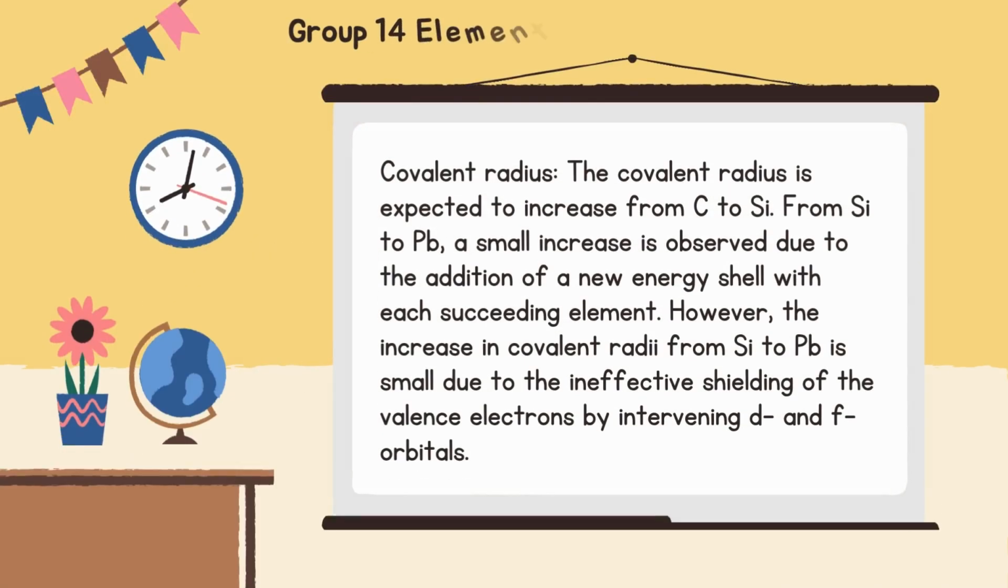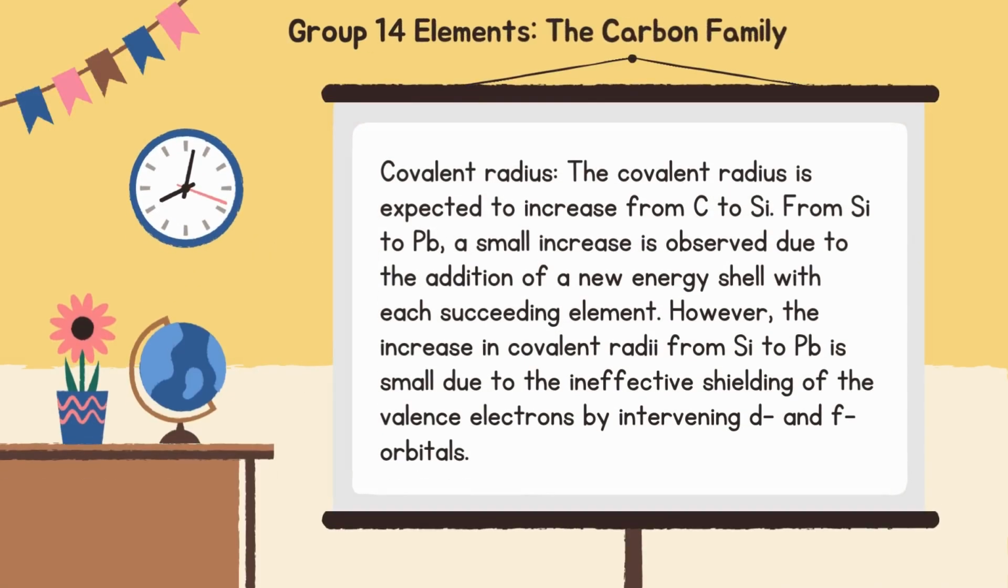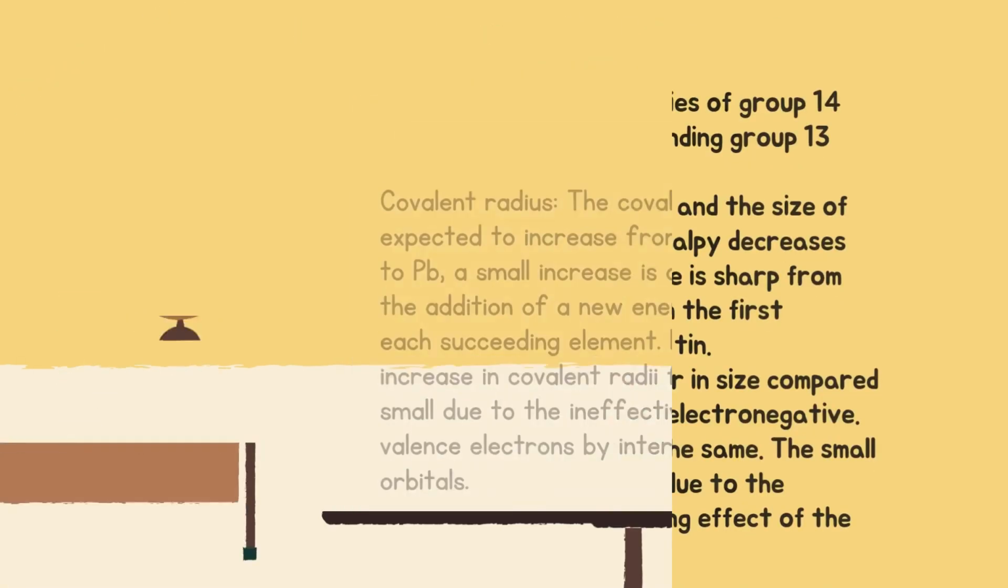Next is group 14 elements, the carbon family. Covalent radius: the covalent radius is expected to increase from C to Pb. From Si to Pb, a small increase is observed due to the addition of a new energy shell with each succeeding element. However, the increase in covalent radii from Si to Pb is small due to the ineffective shielding of the valence electrons by intervening d and f orbitals.